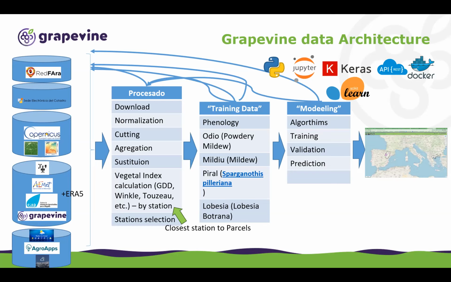What do we do? Basically, first we process the data, we download the images, we normalize the data, and in the case of the Copernicus images, we cut the part of the images related to the cadastral parcels. We also calculate different vegetal indices using the data, which are the classical way of making predictions about the phenological evolution of the vineyards, but also of the evolution of the risks.